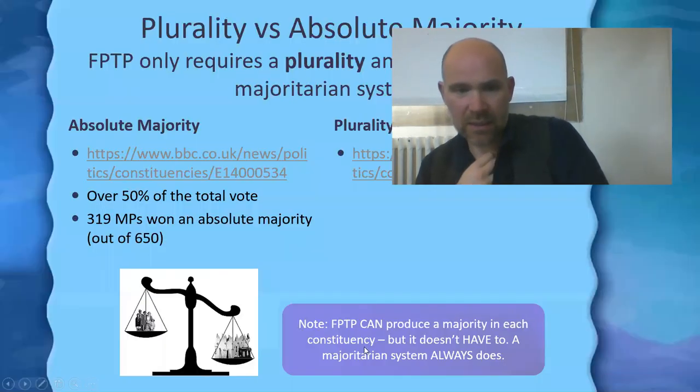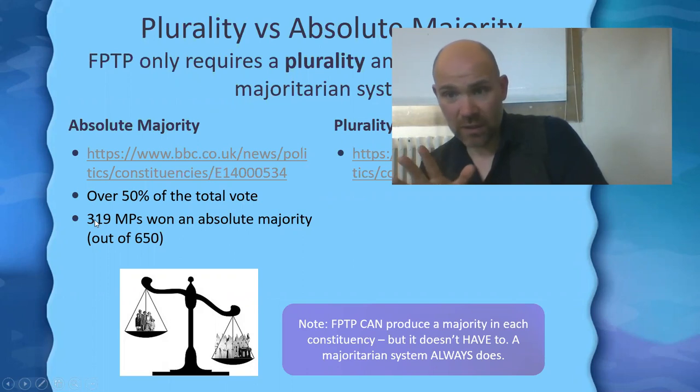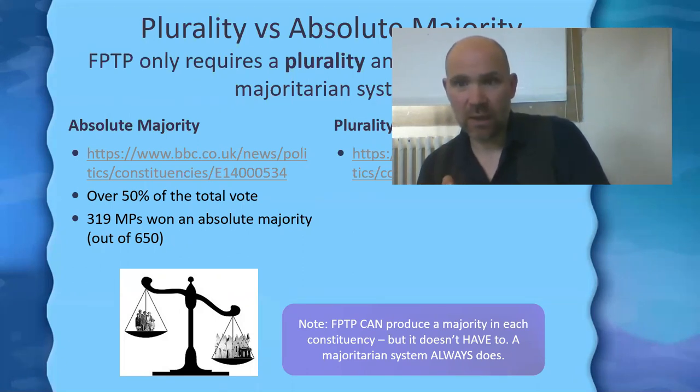If I just go back to the PowerPoint here. So an absolute majority is over 50% of the total vote. And in 2017, 319 MPs won an absolute majority out of 650. So it's just under half. Just under half of MPs have an absolute majority in the UK system.